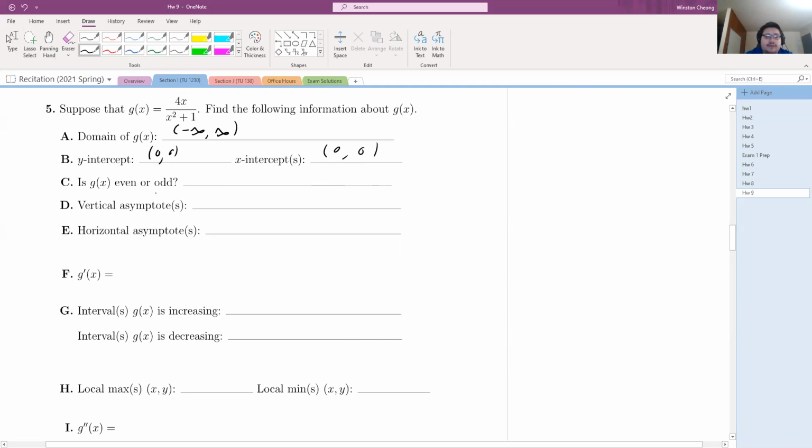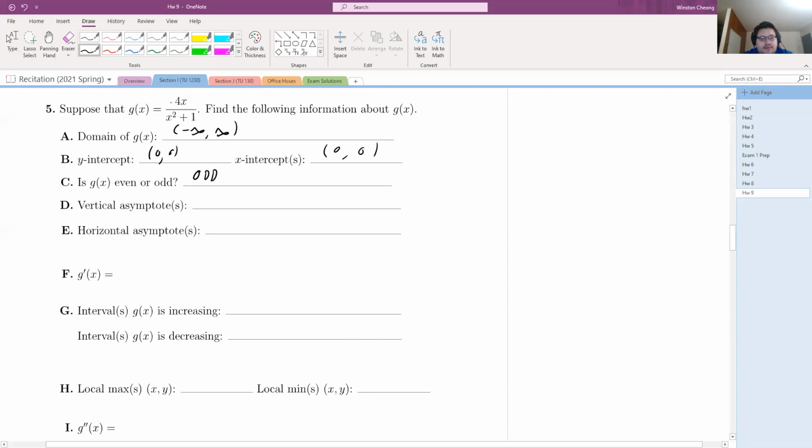It's a bit simpler, it seems. Okay, is it even or odd in this case? If you imagine replacing x by -x in the function, this is going to square the negative away, but this is going to make the negative pop out in front of the 4, and then it'll pop out in front of the whole function. So we end up with negative g of x when you do the algebra. So this is actually odd.